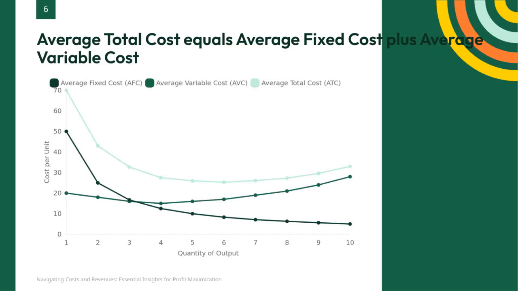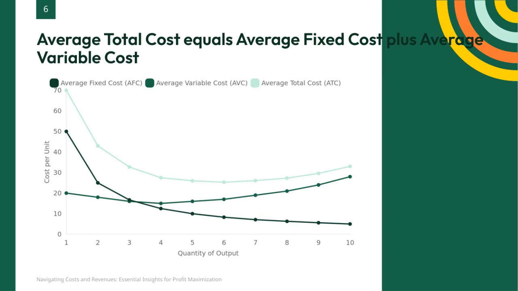Here we have a line chart illustrating how the costs per unit change as the quantity of output increases. On the x-axis, we have the quantity of output, while the y-axis shows the cost per unit. The three lines represent average fixed cost, average variable cost, and average total cost. Notice that the average fixed cost starts high, but steadily decreases as output increases. This happens because fixed costs are spread over more units. On the other hand, the average variable cost initially declines slightly, but then begins to rise as production expands. This reflects the increasing variable expenses per unit.